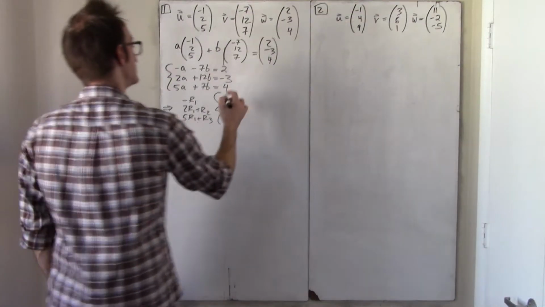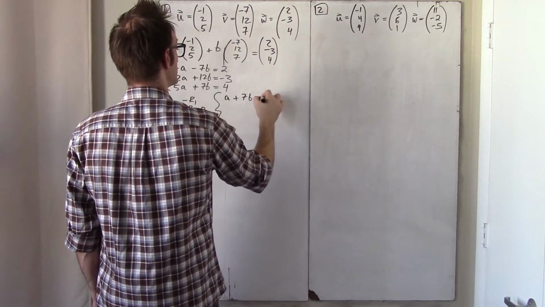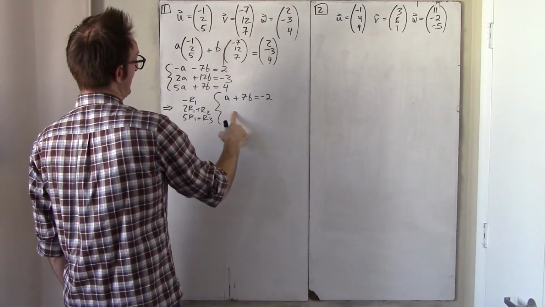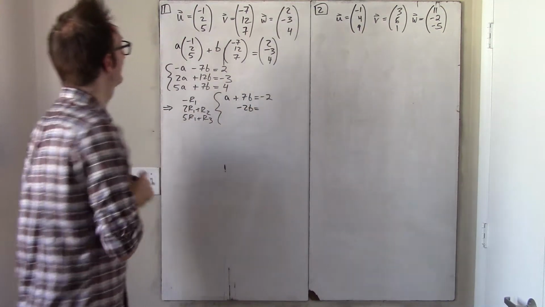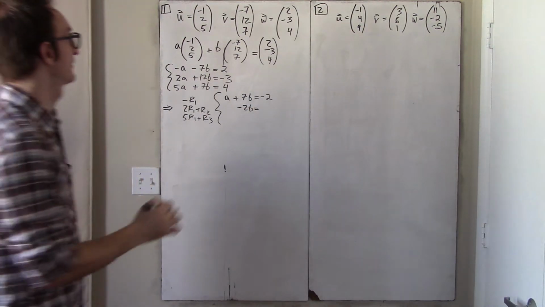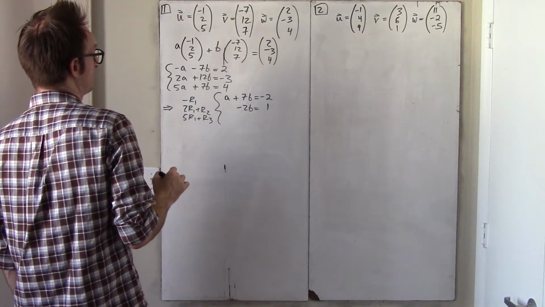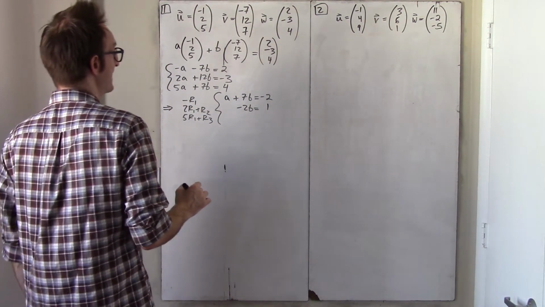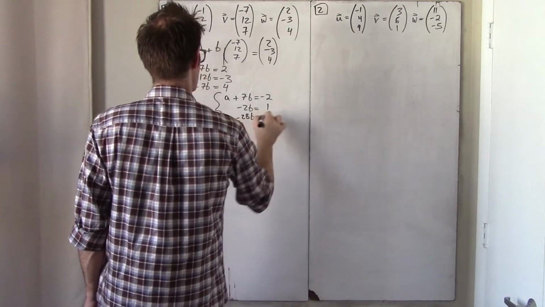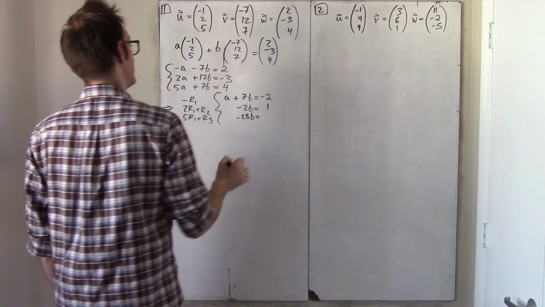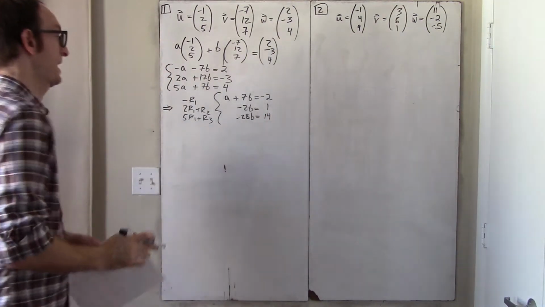Okay, so that's a plus 7b equals -2. And here we get -2b, if I did that right, and 4 minus 3 is 1. And here I get -35 and 7 is -28b, and 10 and 4 is 14. So that looks kind of right.